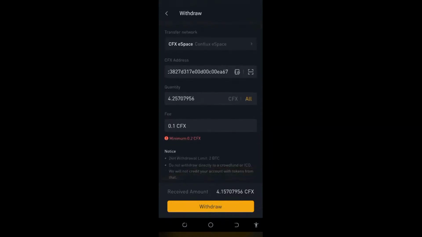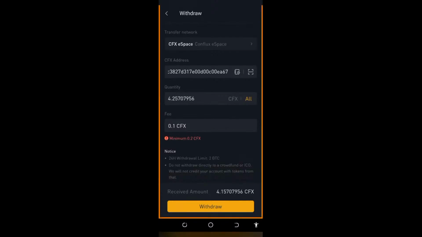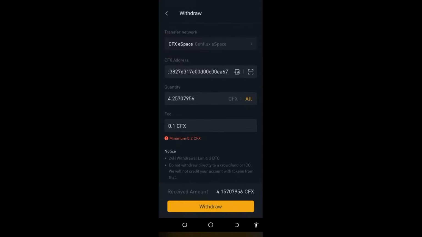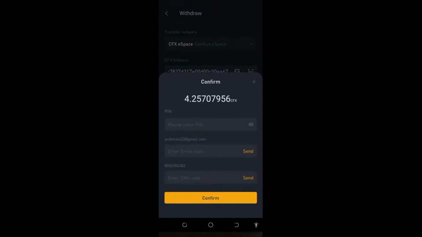What do we get? 4.15. Good. And I knew we were going to lose some money, but that's fine. The fee is 0.1 CFX. Okay, great, no problem. As long as I get my money out. Good. I mean, all we were just doing was risking $1, right? So let's go ahead. What did it say? Okay. So I'm just going to put in all my details and I'll see you on the other side.